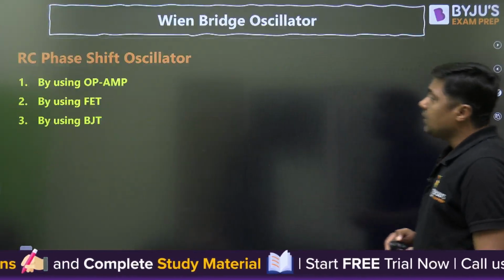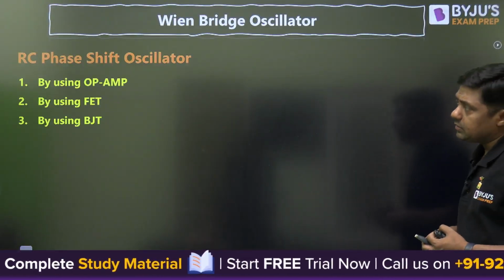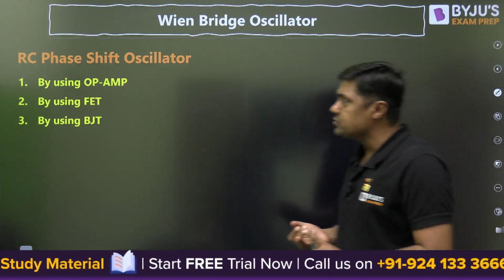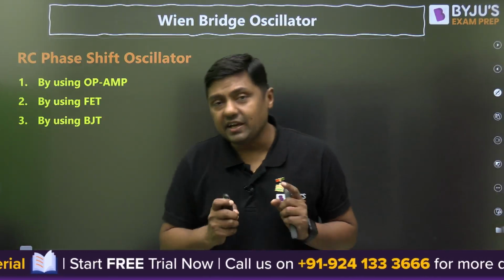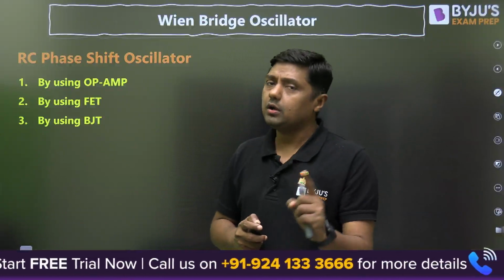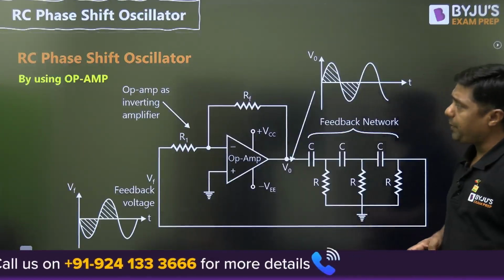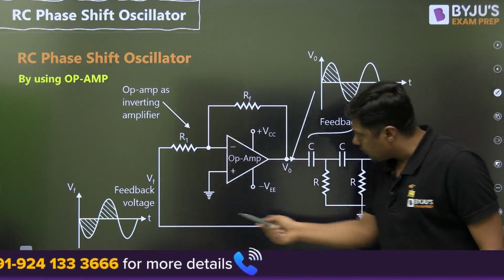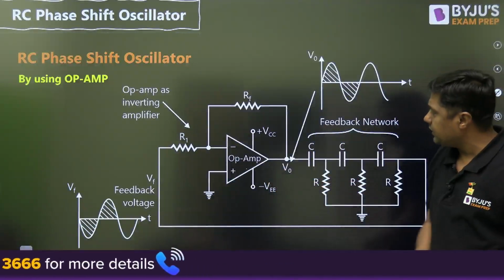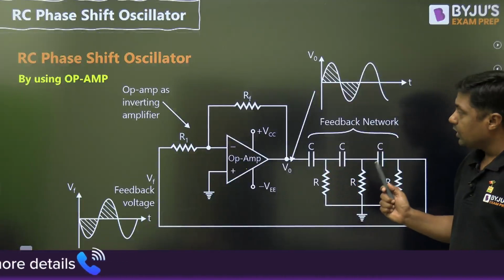Now, RC phase shift oscillator. There are 3 types: by using op-amp, by using FET, and by using BJT. All are important for exam. Then first of all, what is the diagram by using op-amp? So we are having one inverting operational amplifier here, and that is the feedback network.